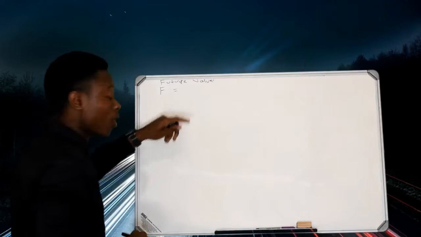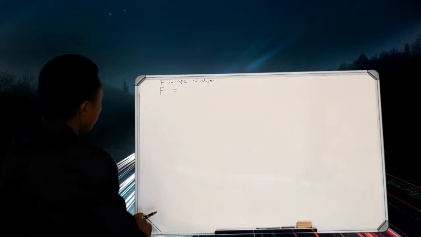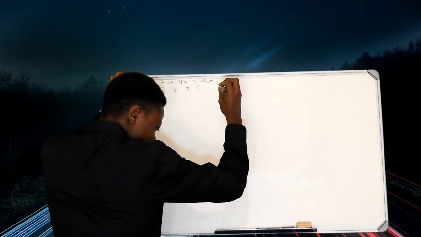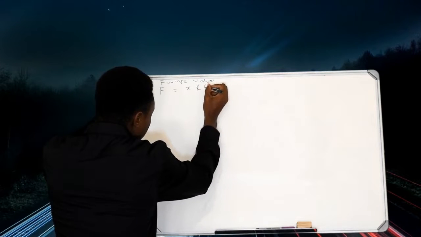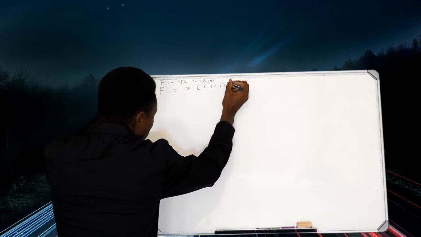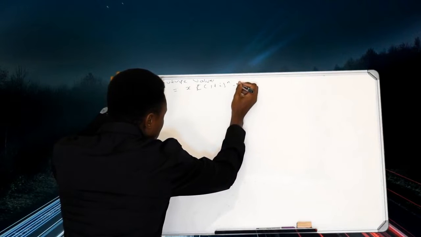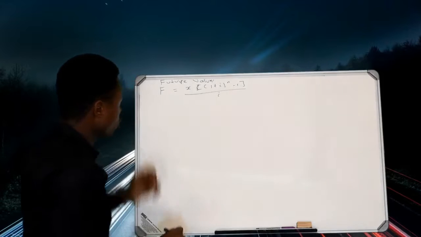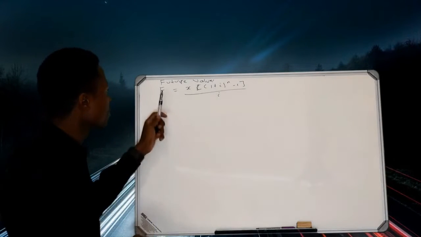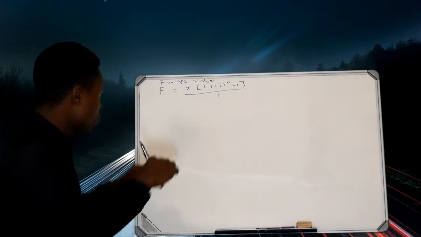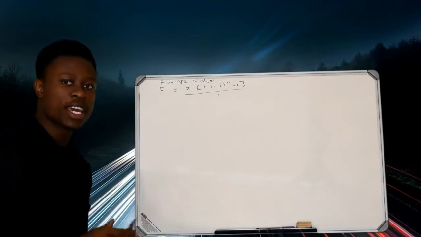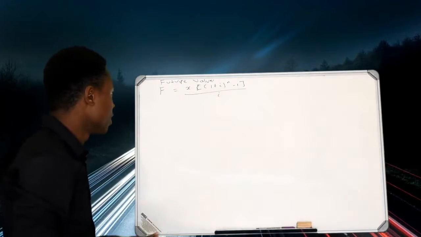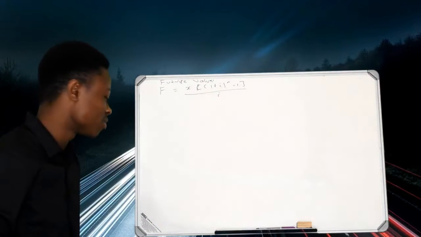Don't question my R, my R is perfect if you ask me. So F is equal to X, then we have the bracket, and then we have 1 plus i to the power of n minus 1, big bracket, over i. So what does my formula read? It reads X multiplied into the bracket of, into a smaller bracket, 1 plus i to the power of n minus 1, divided by i. The same i that's at the top is the same i that's at the bottom.